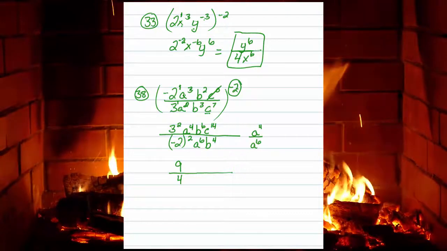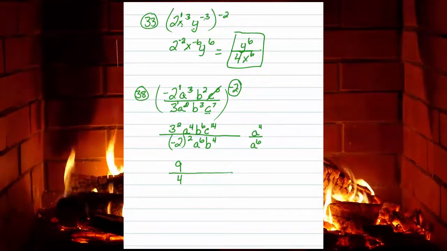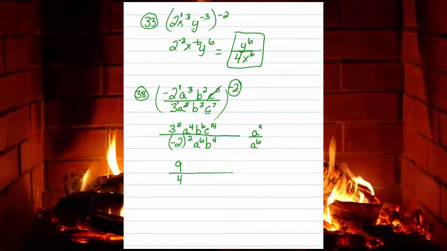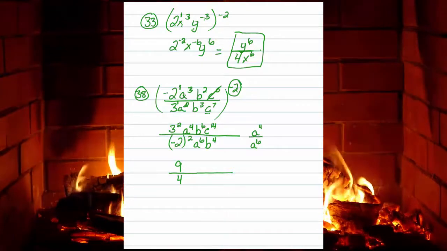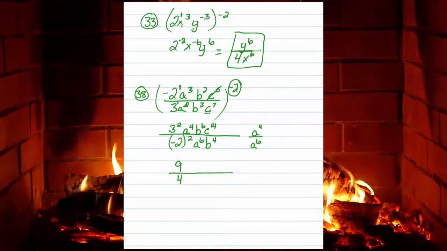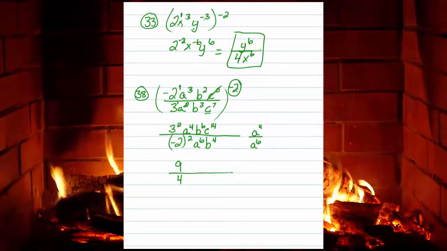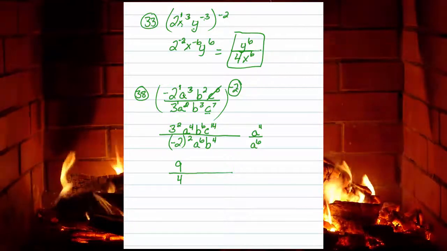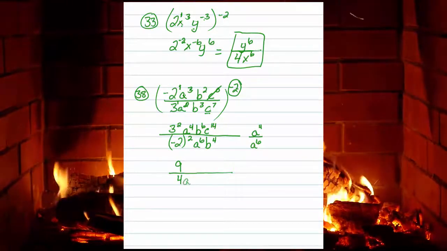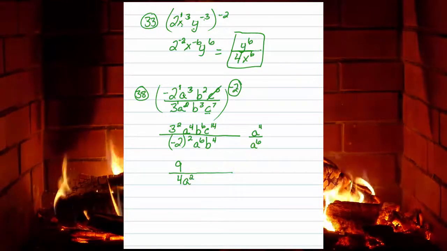We can apply our quotient rule because we have the same base and both of them have powers. A to the 4 minus 6th power would be a to the negative 2nd power. And since it's a to the negative 2nd power, I know I'm going to bring it back down to the denominator, so that becomes a to the 2nd power.